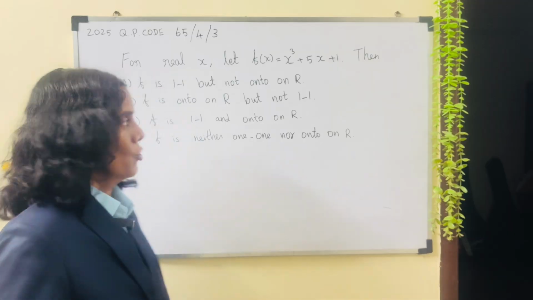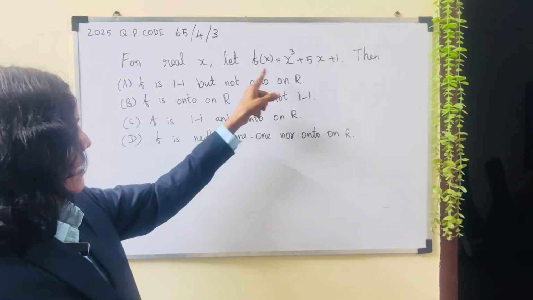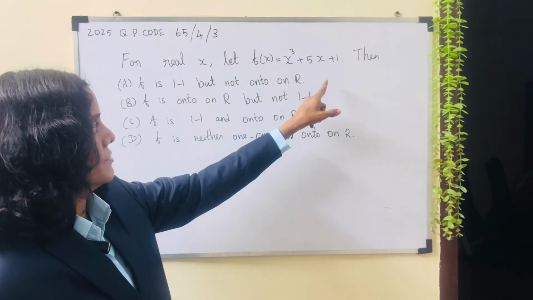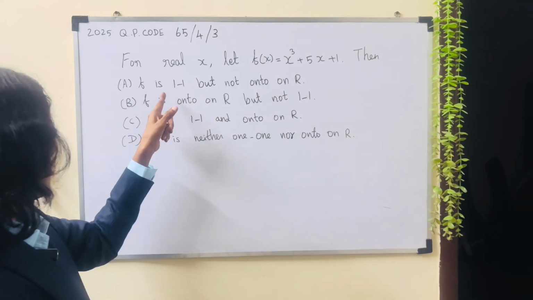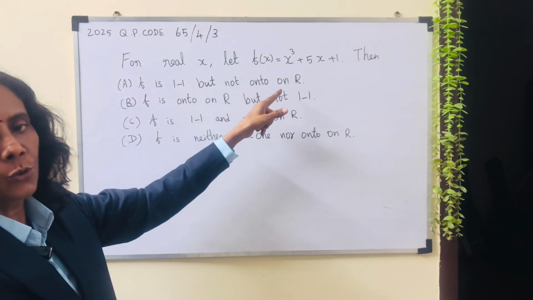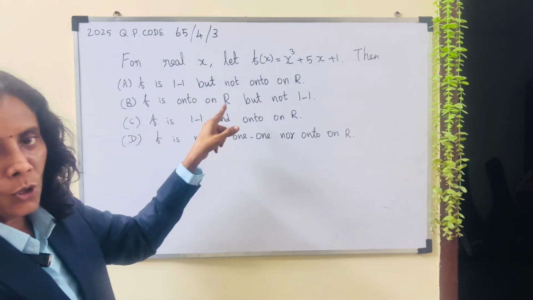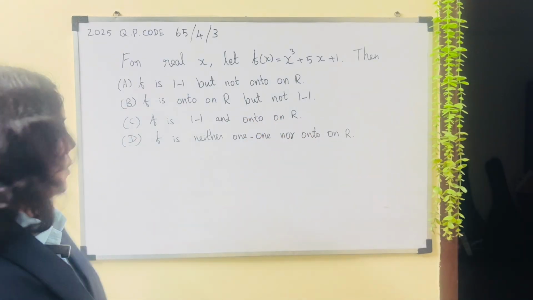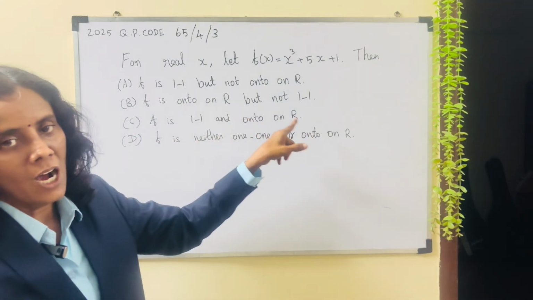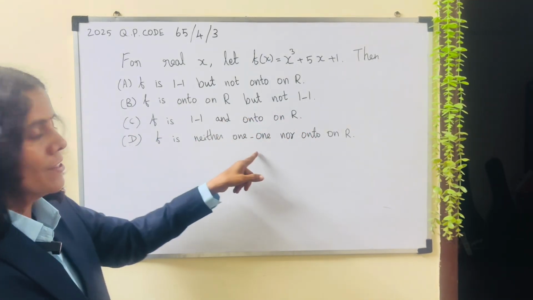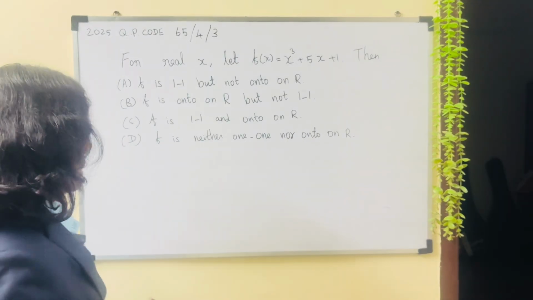Question number 4. For real x, let f of x equal to x cube plus 5x plus 1. Then f is 1 to 1 but not onto R. F is onto R but not 1 to 1. F is 1 to 1 and onto R. F is neither 1 to 1 nor onto R.